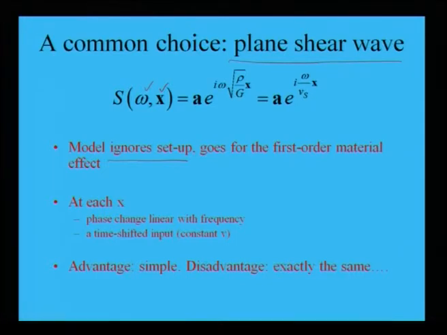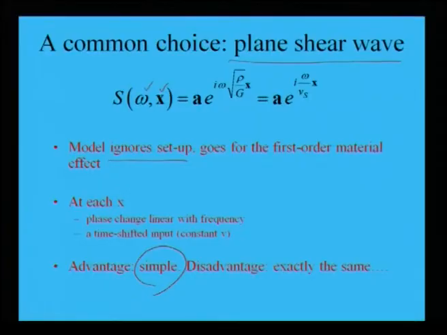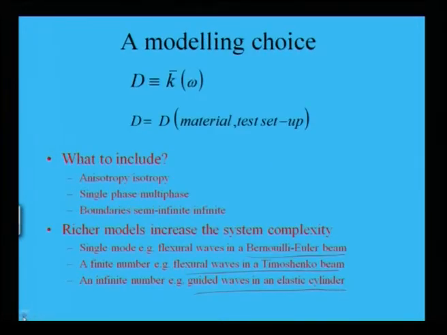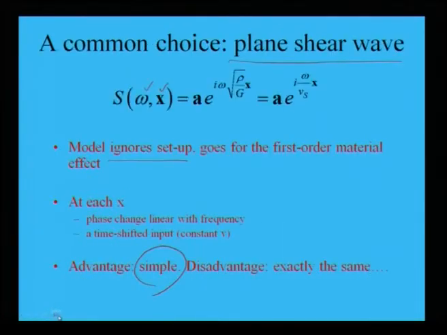Advantage: it is very simple. If you choose a very plain shear wave, it is very simple. Then the disadvantage is exactly the same: it is very simple, that means it has not taken care of model inputs, only the first order material effect, and the phase change has been taken as linear with this frequency. The moment you include anisotropy, boundaries, all these things, it will become complex.